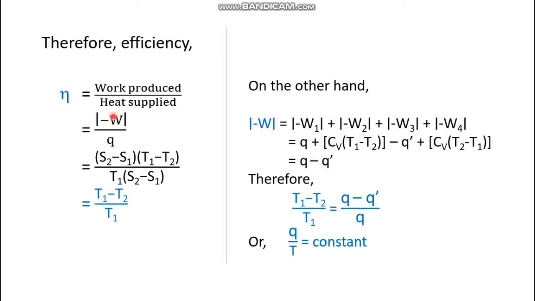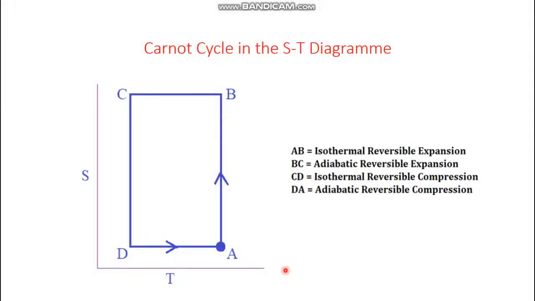So in the expression of efficiency, which is equal to T1 minus T2 by T1, obtained from the TS diagram, we can equate this with the expression Q minus Q prime by Q. So it is T1 minus T2 by T1 equals Q minus Q prime by Q, and from this we can conclude that Q by T equals a constant. That means the heat change by temperature, this ratio is a constant, and this is the mathematical form of the second law of thermodynamics.